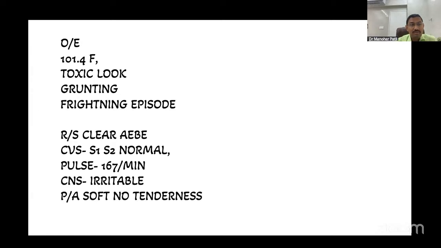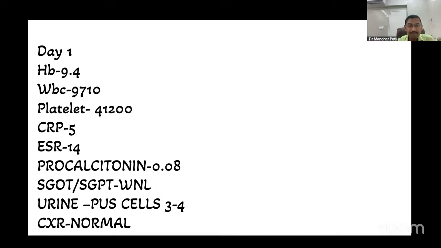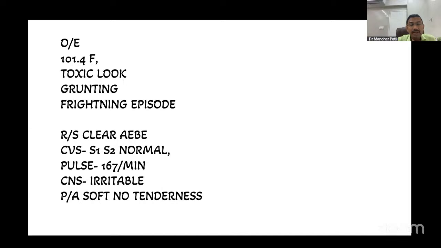On examination, the baby's temperature was 101.4, toxic looking, grunting was there. Intermittent, meaning the baby gets startled, was basically what the parents said. Respiratory system normal, CVS normal, pulse was 167. In CNS findings, he was irritable. Abdomen normal. On the second day, the baby came again with the same history.